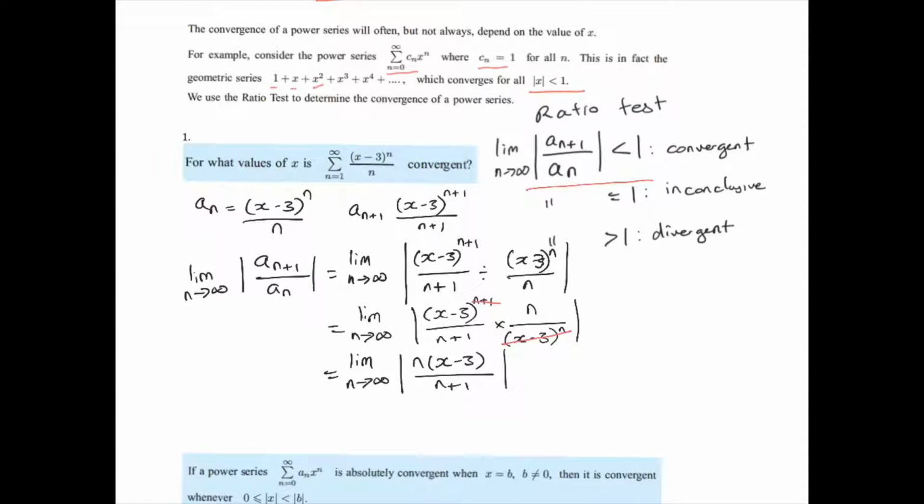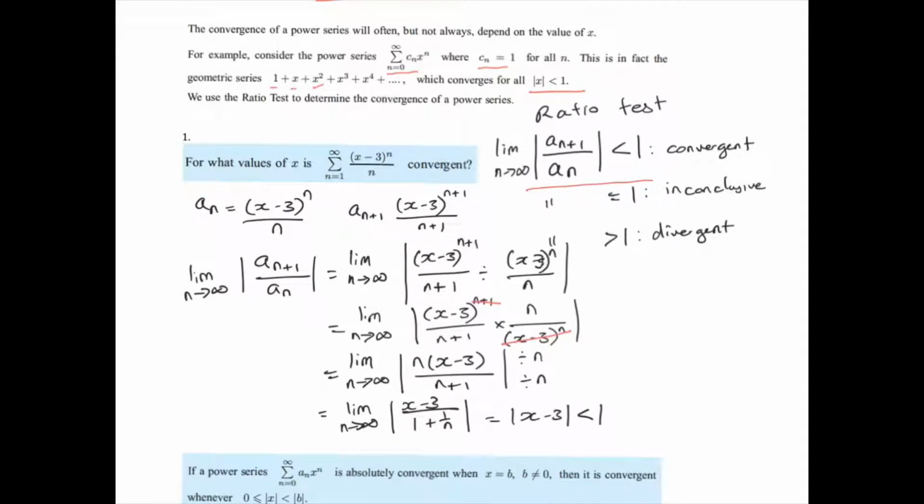I know the x minus 3 might confuse you, but what would we normally do at this stage, keeping in mind it's n approaching infinity, not x? Divide by n, exactly. Let's divide the top and bottom by n. We get the limit as n approaches infinity of (x minus 3) over 1 plus 1 over n. And as n approaches infinity, that becomes the absolute value of x minus 3.